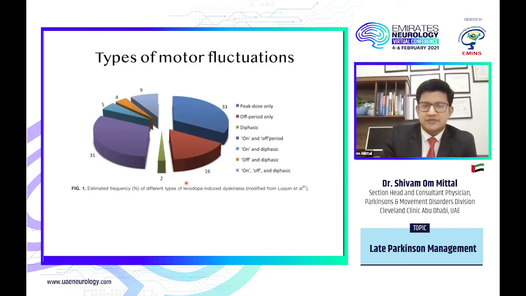This is a review article where they looked at their patient sample size, and they found the most common fluctuation was actually the peak dose dyskinesia, but we see biphasic, off period, and multiple types of fluctuations.